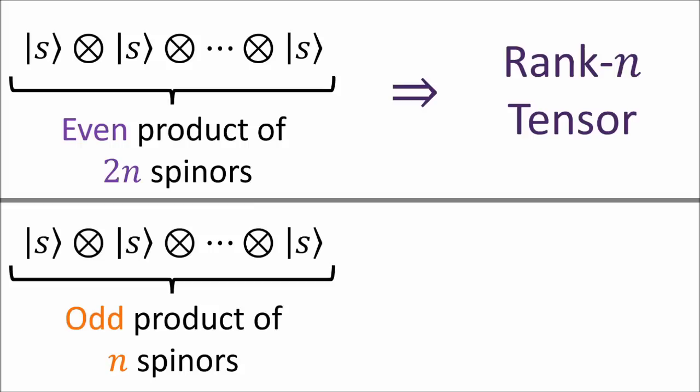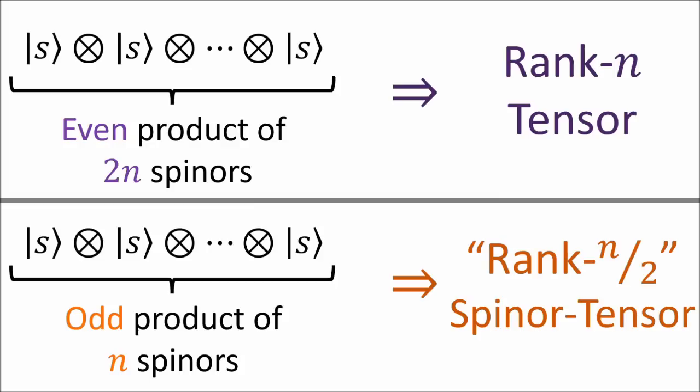And the tensor product of an odd number of spinors gives us a kind of tensor that can be thought of as having a half-integer rank. These are sometimes called spinor tensors.